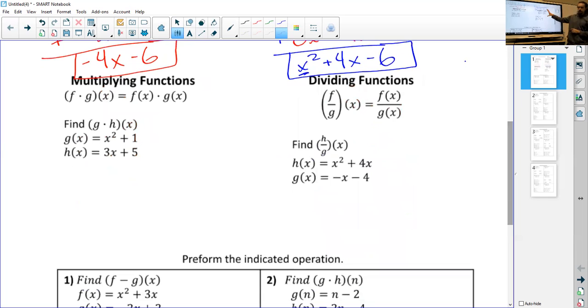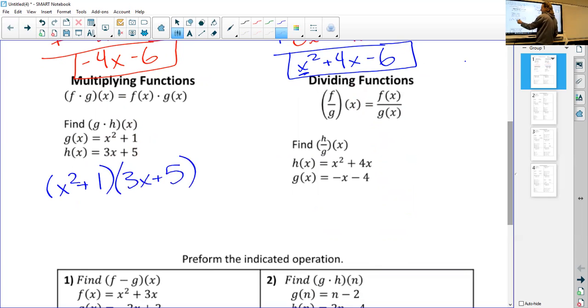All right, multiplying functions, you've done this a bunch of times. This works out to just being FOIL. I'm going to take my two functions, I'm going to put them both in parentheses. So x squared plus 1 times 3x plus 5, and then it's just FOIL. So first term, x squared times 3x is 3x to the third. Careful there.